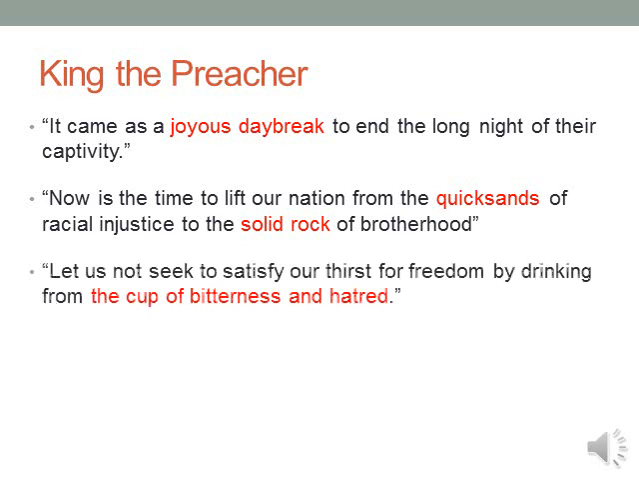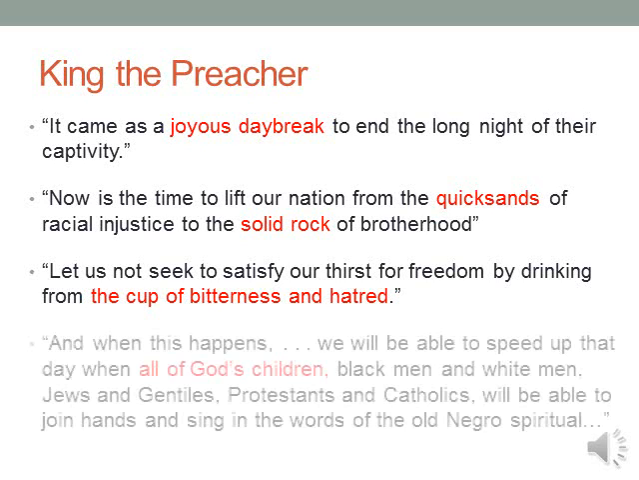In paragraph 6, "Let us not seek to satisfy our thirst for freedom by drinking from the cup of bitterness and hatred," evokes Jeremiah chapter 2:13: "For my people have committed two evils. They have forsaken me, the fountain of living water, and dug out cisterns for themselves, cracked cisterns that can hold no water."